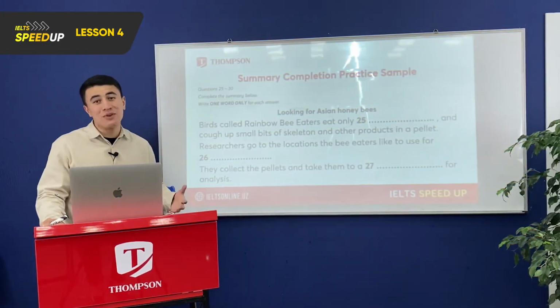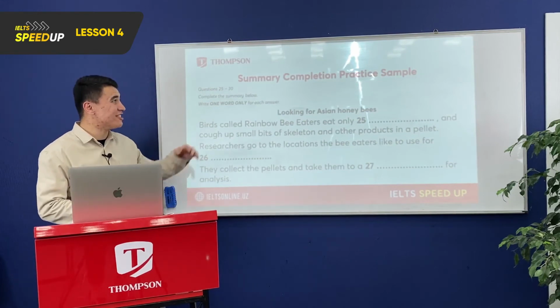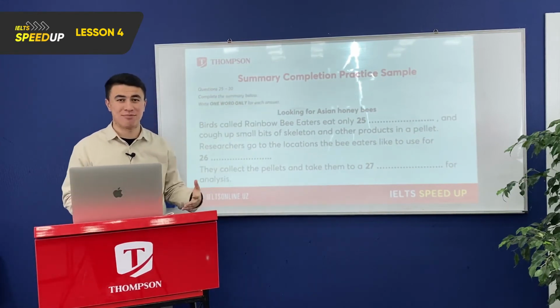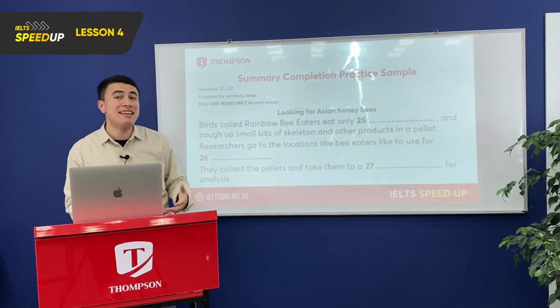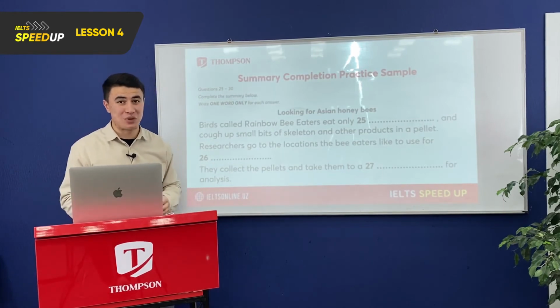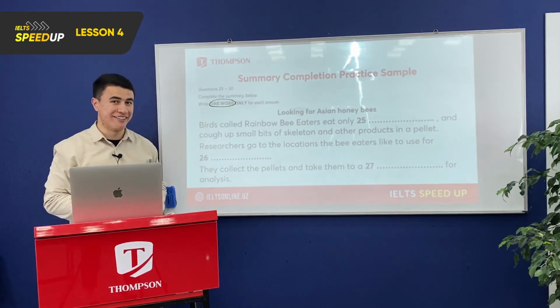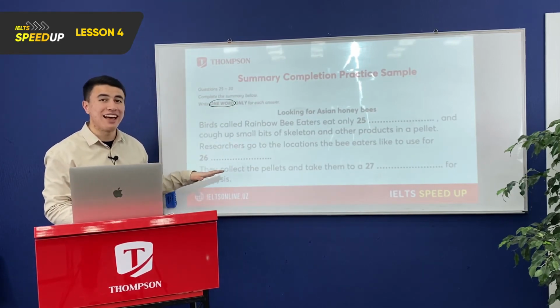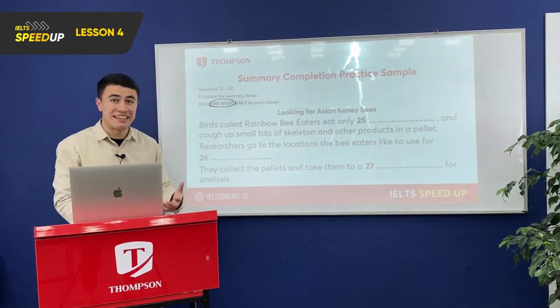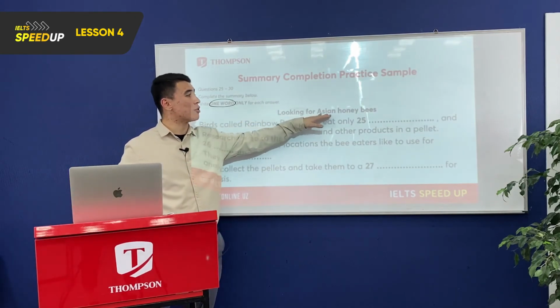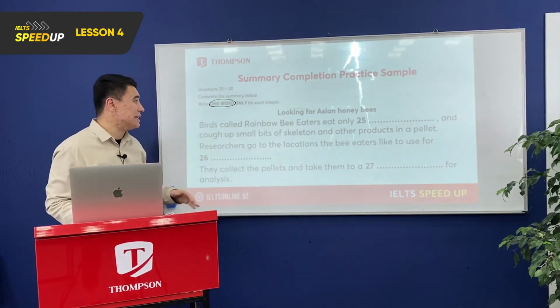So next question type we'll practice together is summary completion. First, let's pay attention to the word limits we have. Okay, it says one word only. Now we'll analyze the text that is given to us, looking for Asian honey bees.